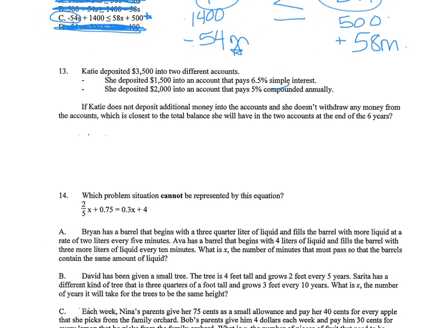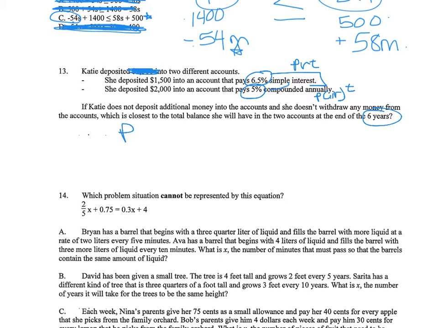So number 13, Katie deposited 3,502 to her account. So we actually don't need that number. She deposited $1,500 into an account that pays 6.5% simple interest, so that's the PRT. She deposited $2,000 into an account that pays 5% compounded, so that's a different formula. So we're going to actually be doing both on this one. She does not deposit additional money into the accounts, and she doesn't withdraw any money from the accounts, which is the closest to the total balance she will have in the two accounts at the end of 6 years.